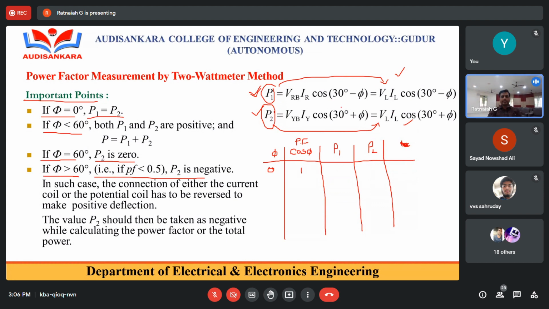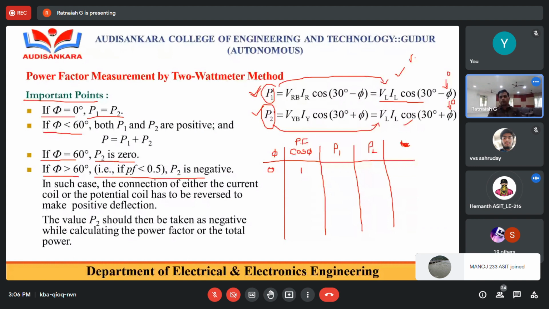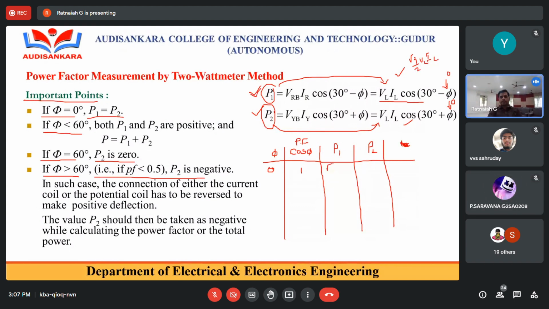What is P1? When I substitute phi equal to 0 here, this should be 0, and this also should be 0. What is the value of P1 and P2? √3/2 VL IL times cos 0, so root 3 by 2 into VL into IL. What about the next wattmeter?